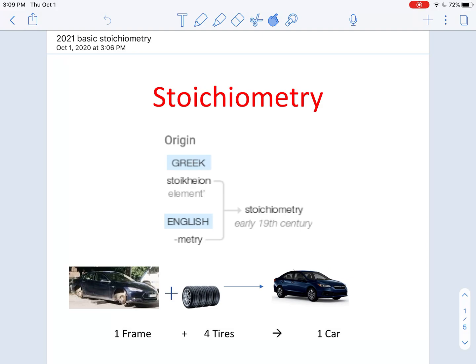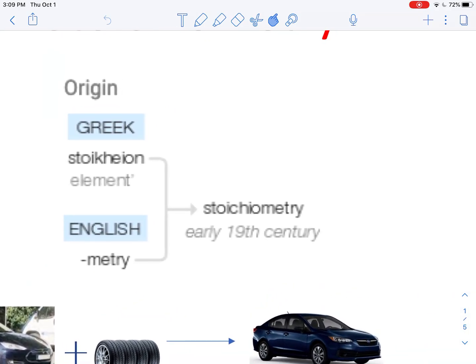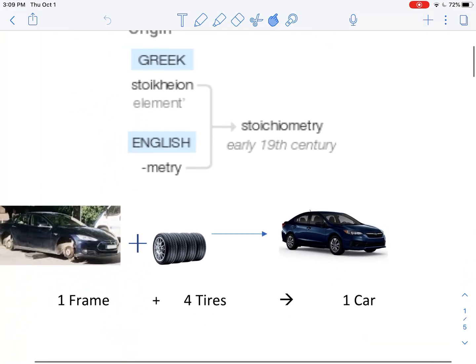So, going further. Stoichiometry is a weird word. Its origins are stoichion from the Greek, which means element, and metry from the English, which means to measure. So what we are doing is measuring elements. We're going to try to figure out how much of one thing we need in order to react with another thing.